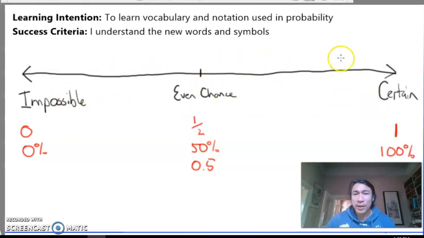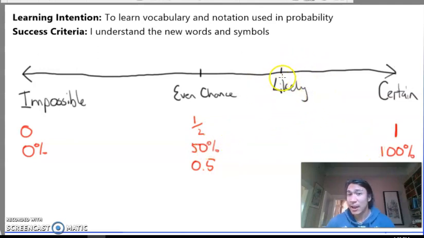In this realm here, if something has a better chance than half of happening, but it's not certain, you might use the word something like likely. Or perhaps it's probably or probable. But anything in this realm here is likely to happen. And it might be, if you use a number, anywhere between half and 1, or anywhere between 50% and 100%.